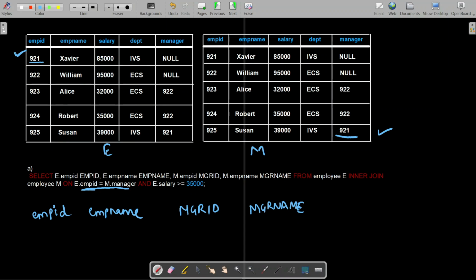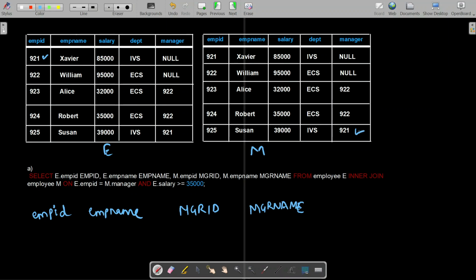Now we need to join rows in this manner. We need to check simultaneously that E.salary should be greater than or equal to 35,000. So let's check which rows have salary greater than or equal to 35,000. So let's start with the first row. Here e.empid is 921. So let's find a row in the M table with manager as 921. So here we find this row.